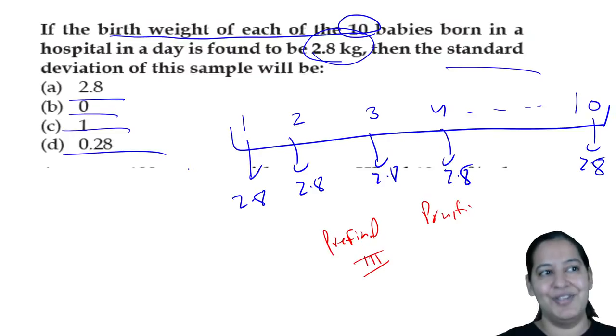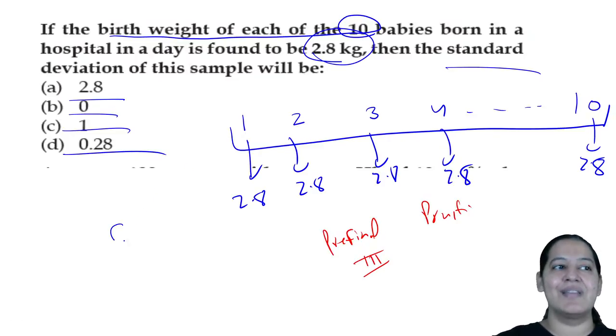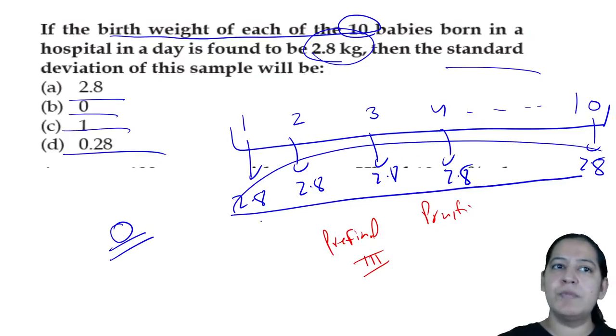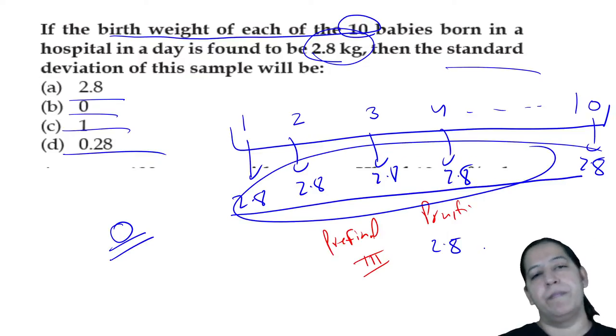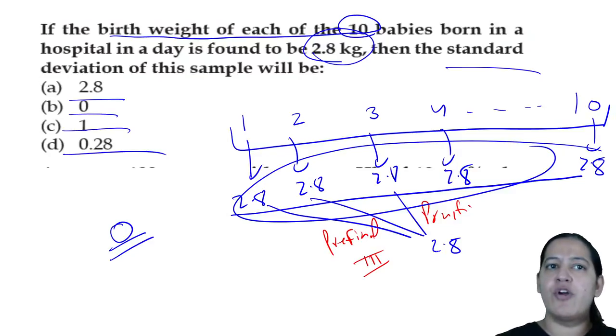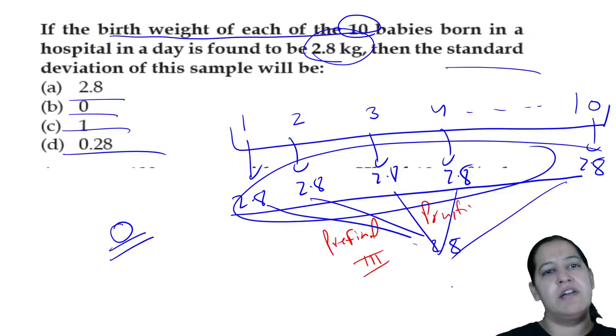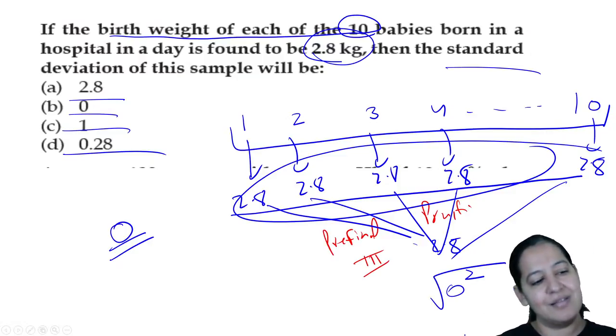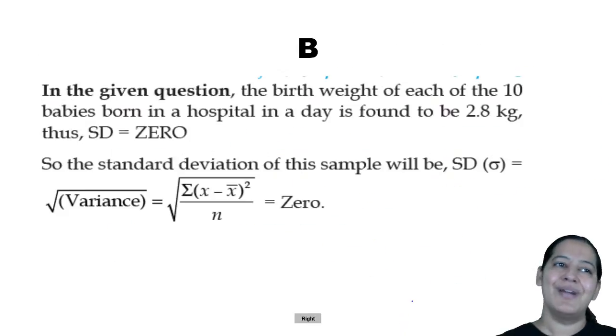Yes, you people are right. The standard deviation in this scenario is 0 because all the values are the same. So the mean will also be 2.8. None of the values is separated from the mean. So if you subtract each value from the mean, 2.8 minus 2.8, it will be 0. The square of 0 and the square root of 0 will also be 0. So the correct answer here is 0. Yes, done. It is common sense.